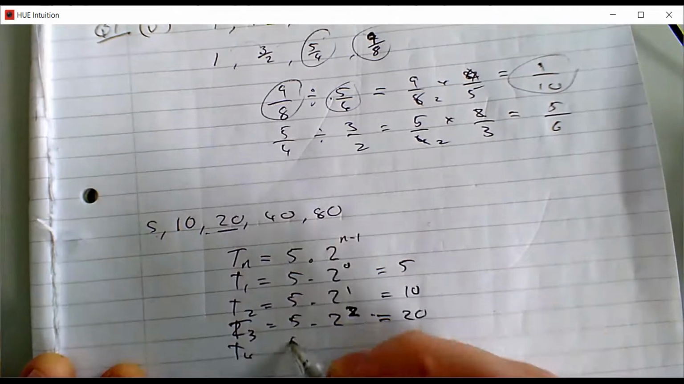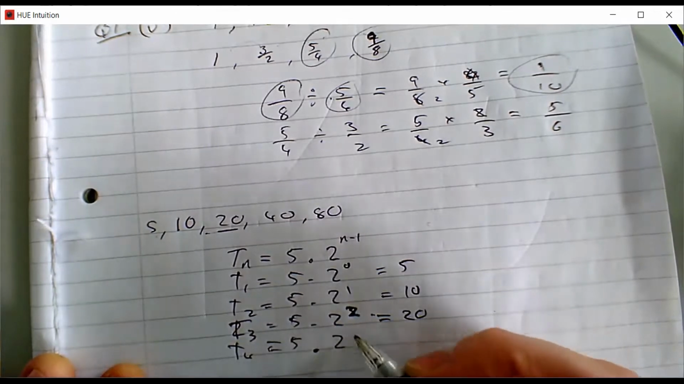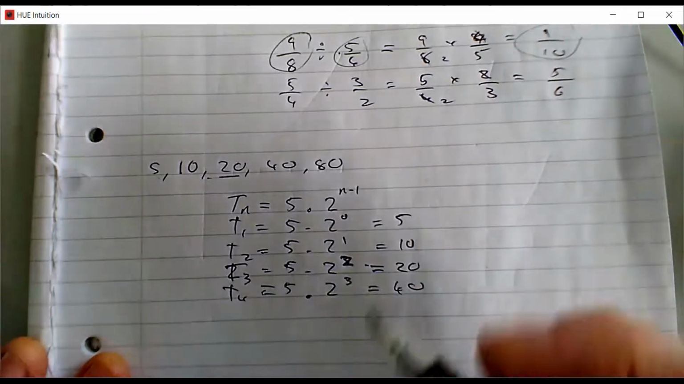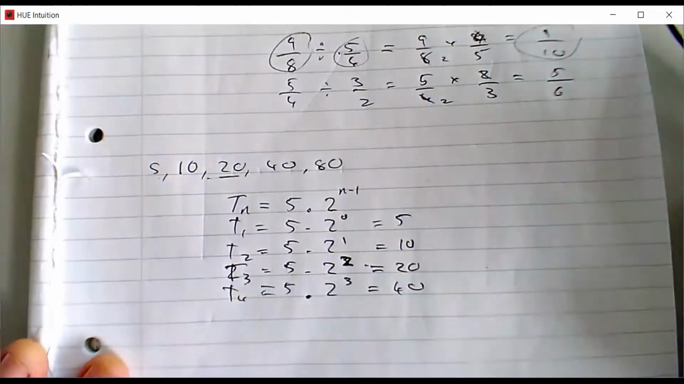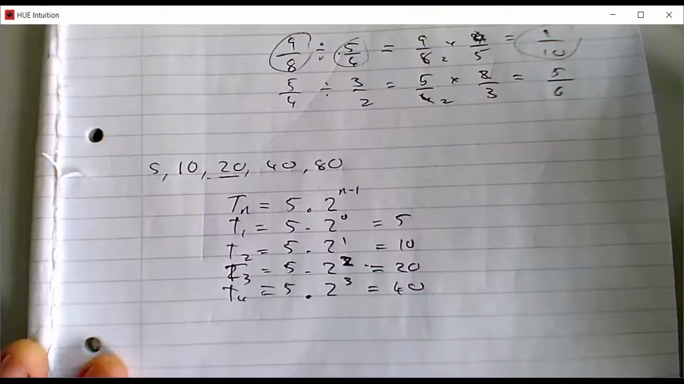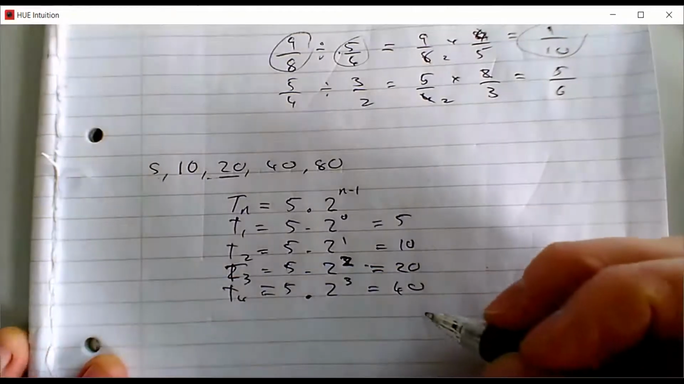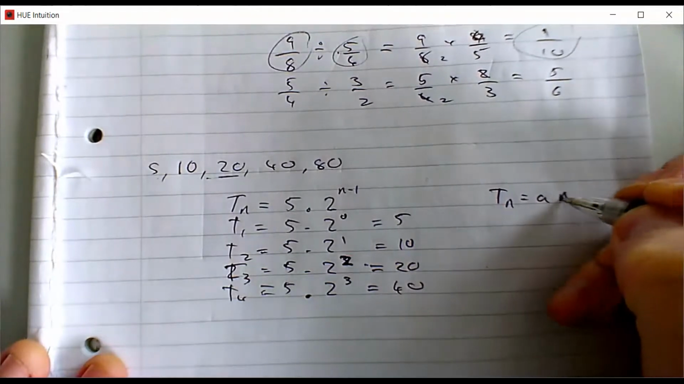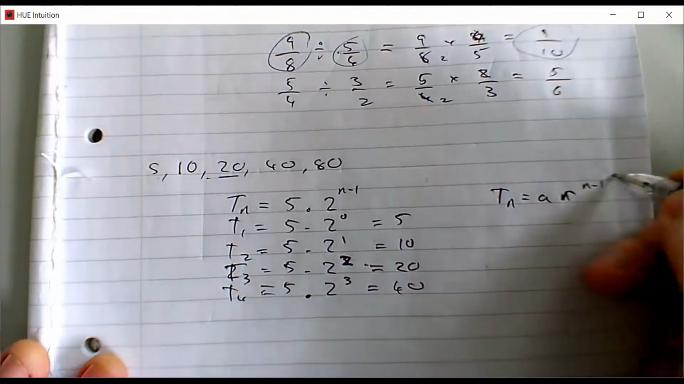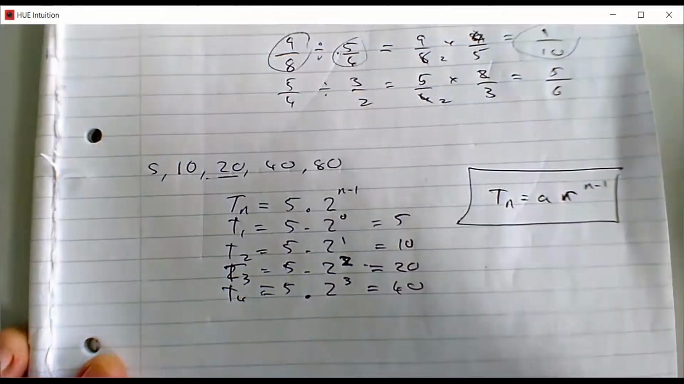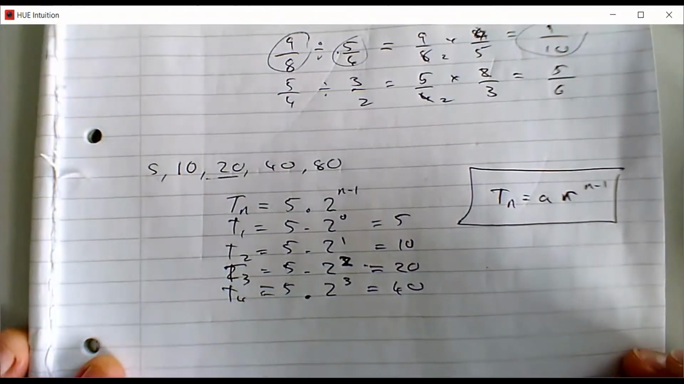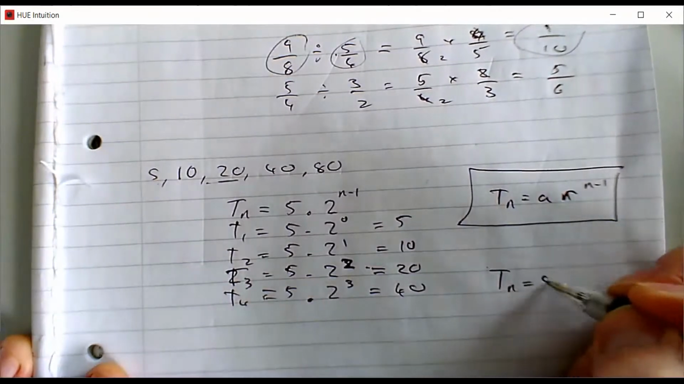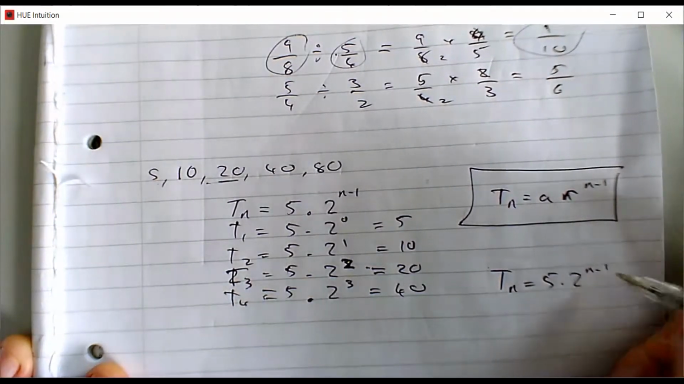T4, you can see, is going to be 40 because it's 5 multiplied by 8, or 2 cubed. So this pattern, Tn is R to the power of n minus 1, will give us a geometric sequence. So here we can say Tn is 5 times 2 to the power of n minus 1.